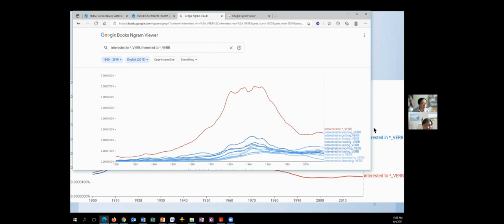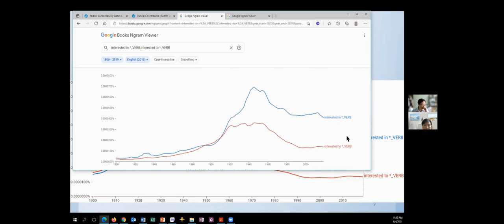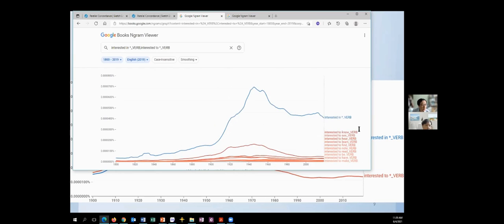The top -ing verbs are interested in learning, in getting, in finding, in making, in seeing, in knowing, in having, etc. And then we can just see the other one, interested to do. They are top ones. To know is the first one.